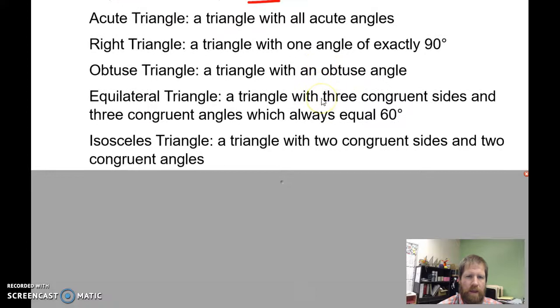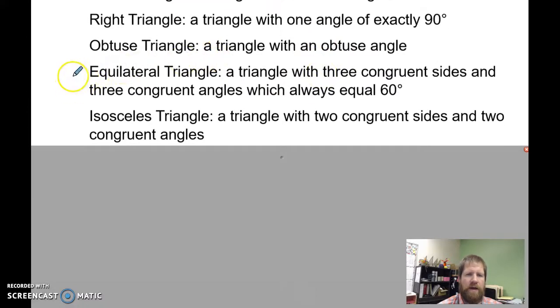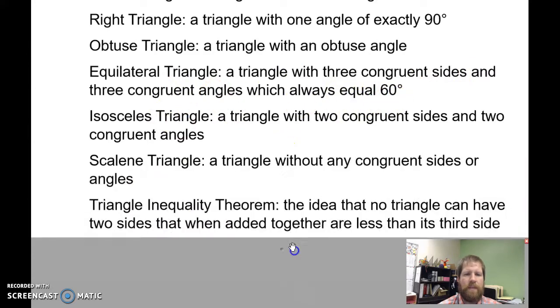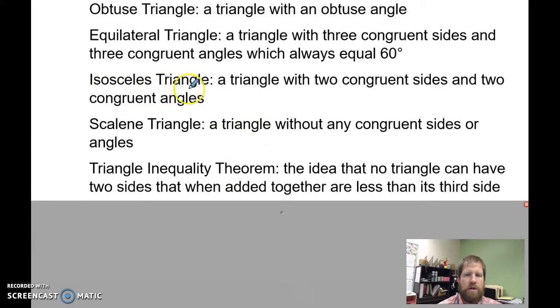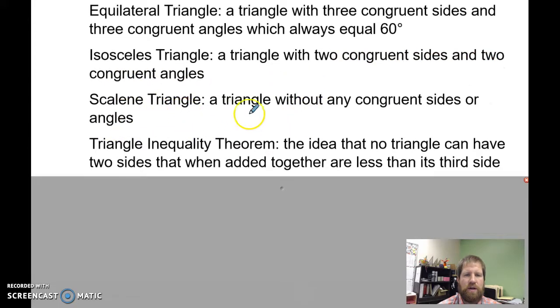And then you have an equilateral triangle with three congruent, remember that means equal, three congruent sides and three congruent angles, and those angles always equal 60 degrees. An isosceles triangle, that's a triangle with two congruent sides and two congruent angles. A scalene triangle is a triangle without any congruent sides or angles.